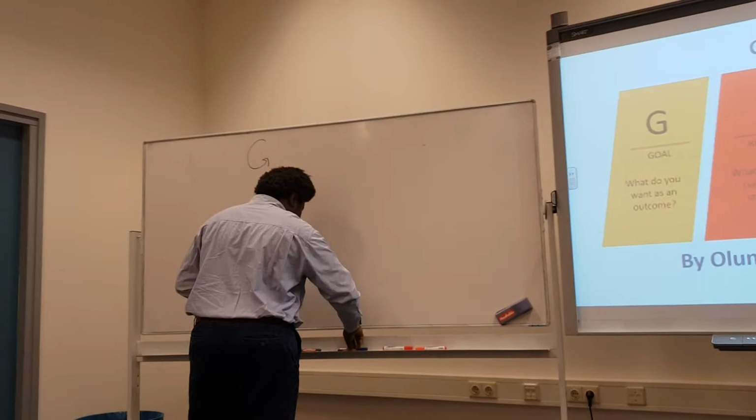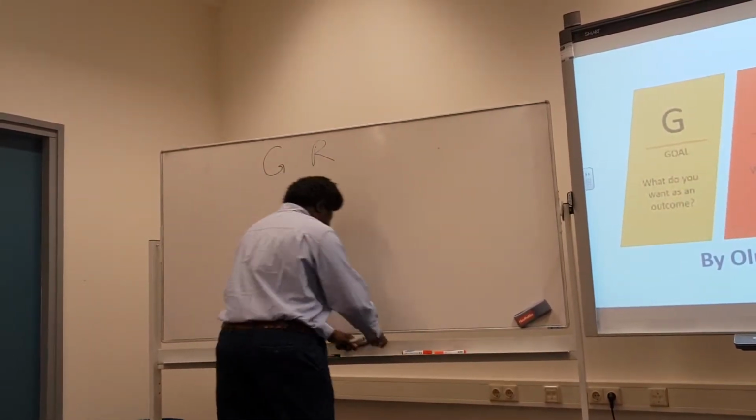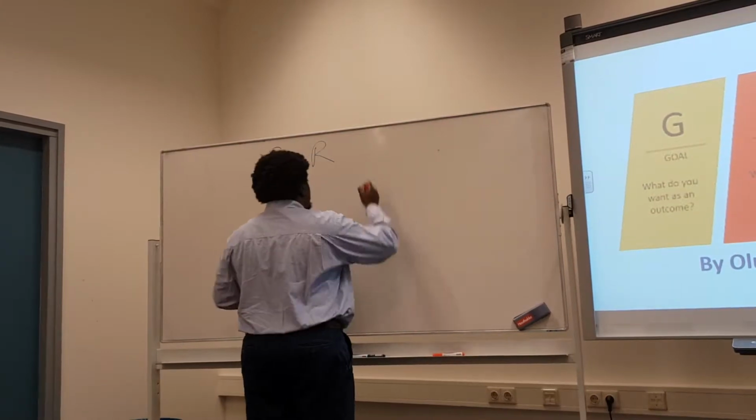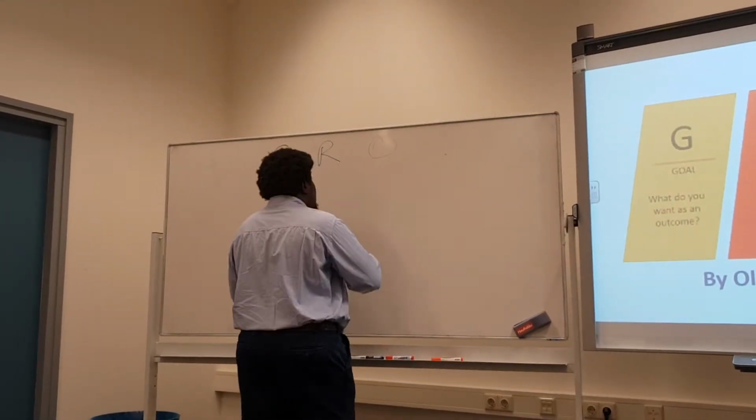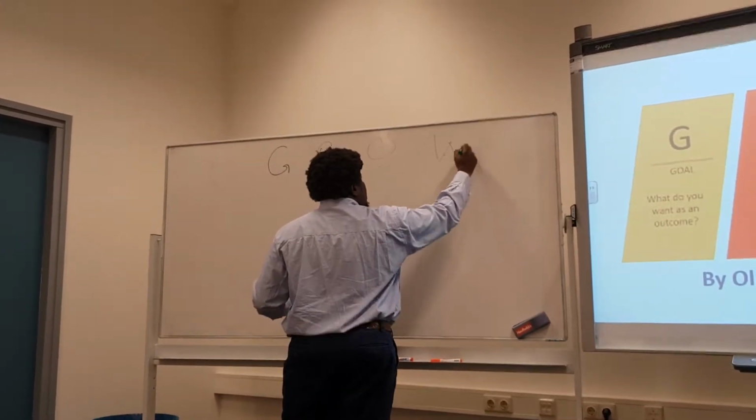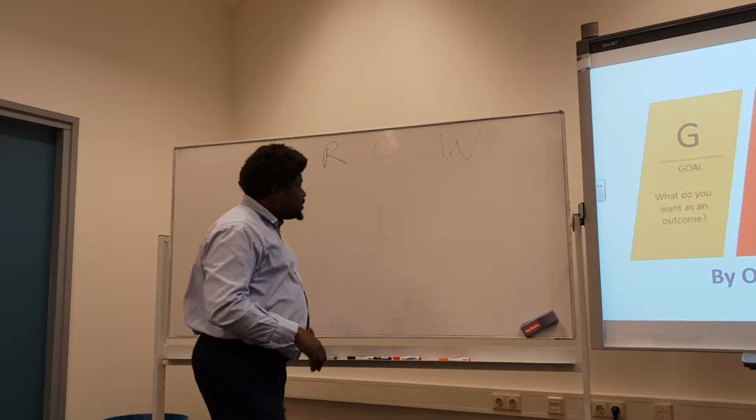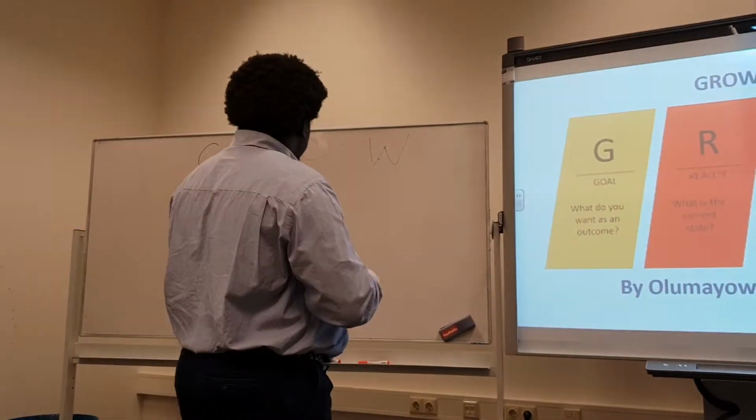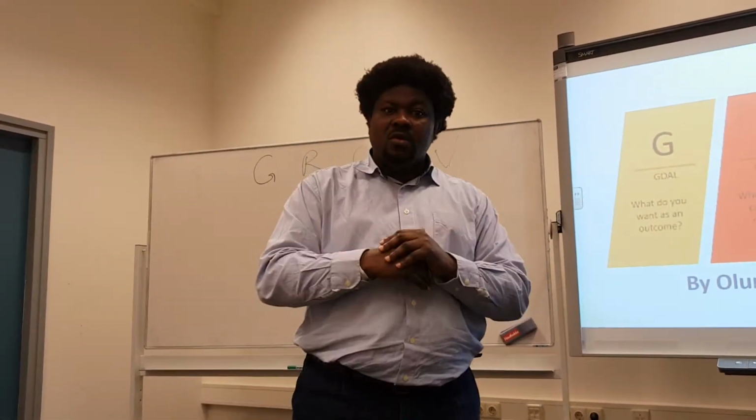G, R, O, W, and we have our GROW. Perhaps before we look at the meaning of the GROW model, because every letter there has a meaning, we should look at the origin of the GROW model.